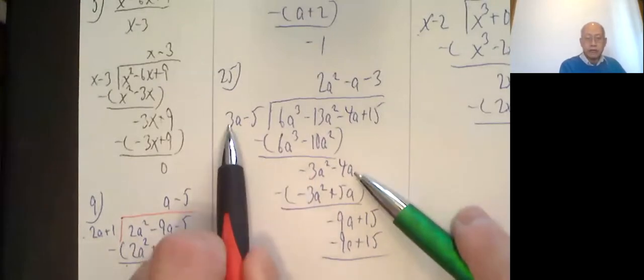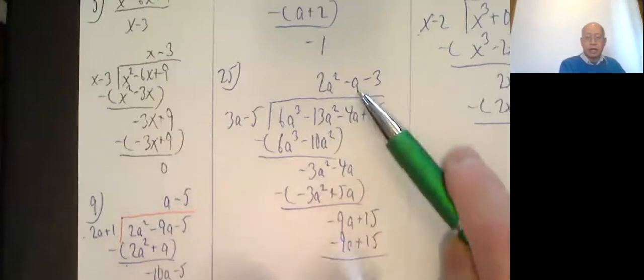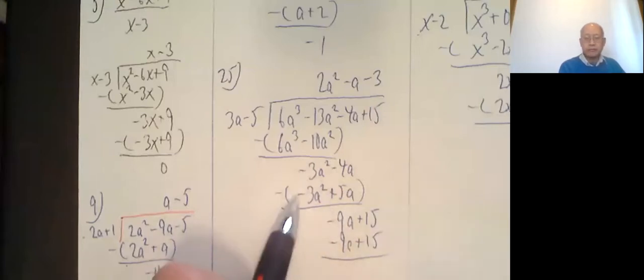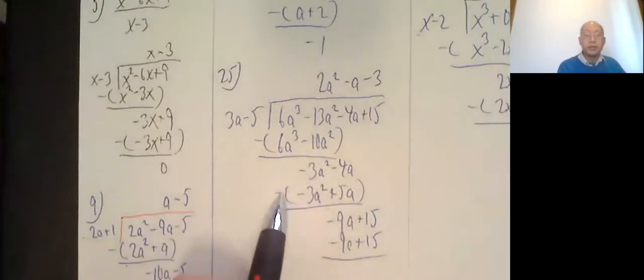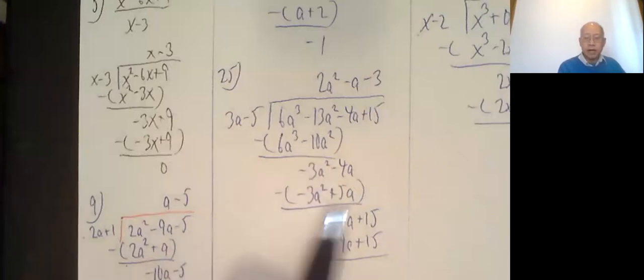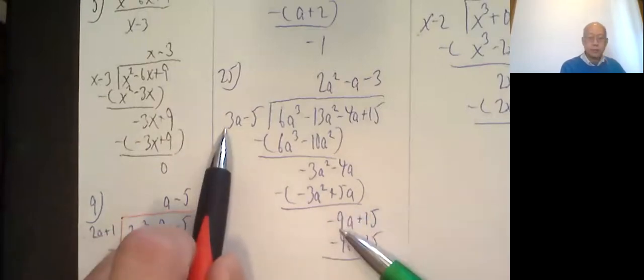Do it again. How do you go from there to there? Negative a. Negative a times that whole thing, negative 3a squared plus 5a. Subtract. Negative 3a squared plus double negative, 3a squared cancels out. Negative 4a minus 5a is negative 9a. Bring down the 15. Start again.